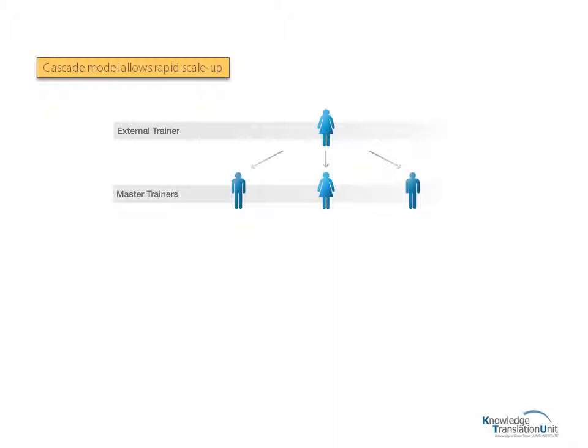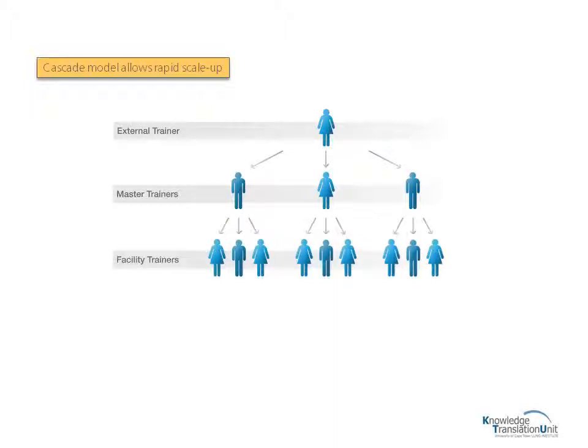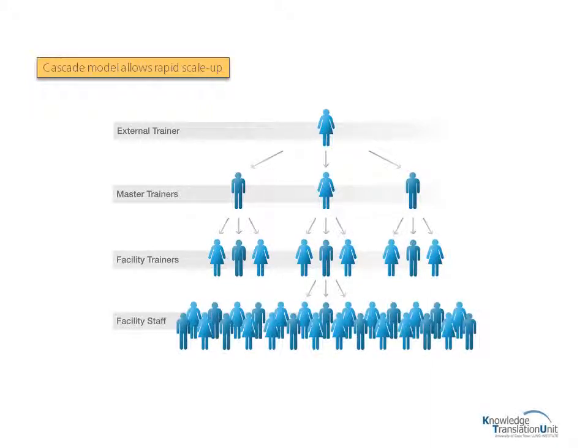Scale-up is made possible by a cascade model. The Knowledge Translation Unit trains nurse middle managers as master trainers, who in turn train nurses as facility trainers. These facility trainers deliver the on-site educational outreach sessions and are supported to embed the use of the guideline in a facility. Their training focuses not only on guideline content, but also on the educator skills needed to ensure that they can equip colleagues at clinic level to implement the guideline. This cascade model allows for rapid scale-up and integration of the program into the health system.